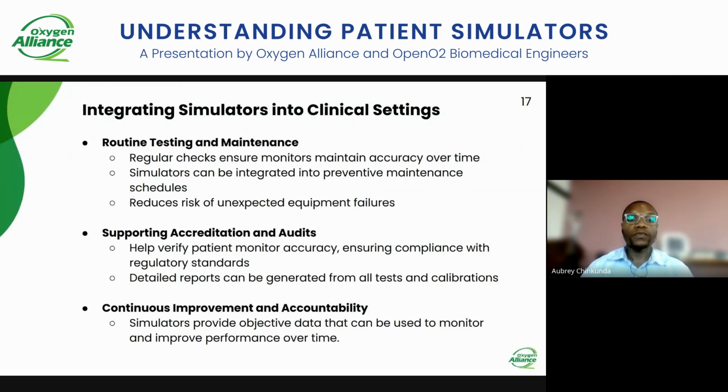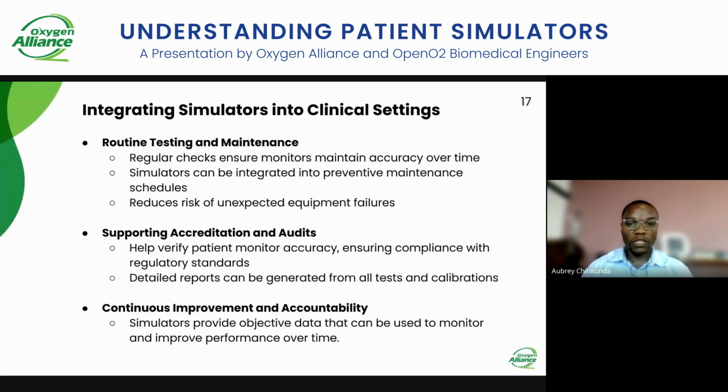So it's going to support accreditation and audits. It will help to verify patient monitor accuracy, ensuring compliance with regulatory standards. So whatever test that you do, make sure you're documenting it. So if somebody comes to check if your devices are compliant, you can always show them the documents that we did this test on this day and these were the results.